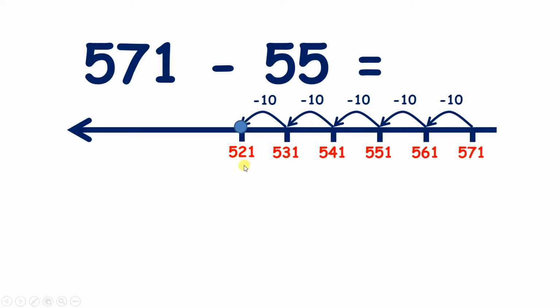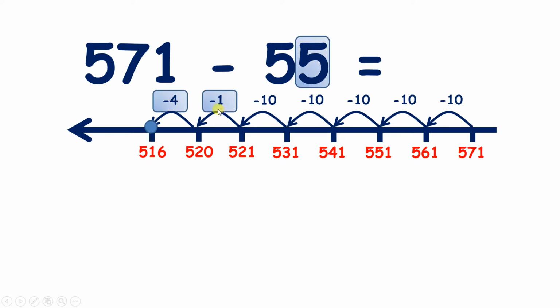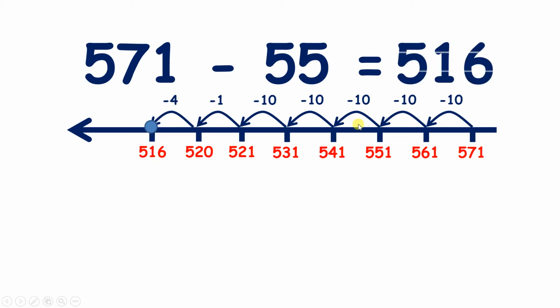And let's use bridging to subtract the units. So if we subtract 1, we're on 520. And now we need to subtract 4 more. So 520 subtract 4 leaves us with 516. So we subtracted 1 unit, then subtracted 4, so we subtracted 5 altogether. So 571 minus 55 equals 516.